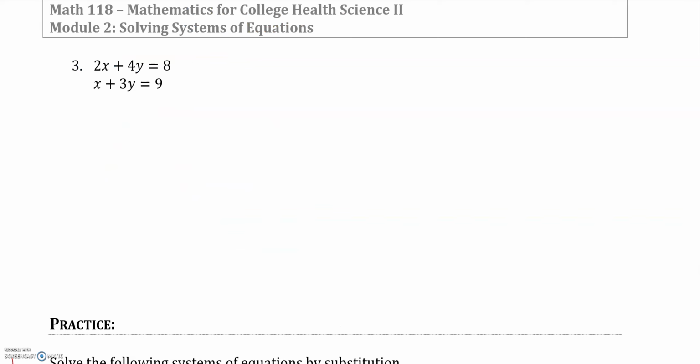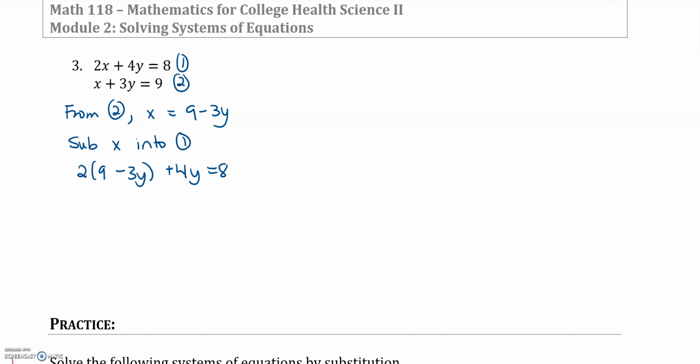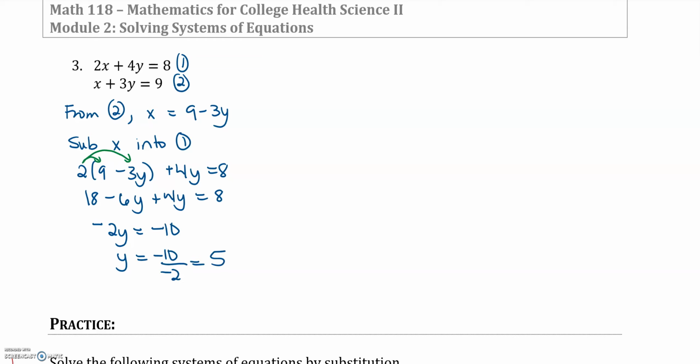In example 3, we can solve for variable x most easily from equation 2. Now we want to sub that into the opposite equation, so we sub x into equation 1. When we do so, we substitute x in brackets and then we distribute the coefficient, so the 2, into everything in the brackets, and we get 18 minus 6y plus 4y is equal to 8. And when we simplify, we get minus 2y is equal to 8 minus 18, which is negative 10. And we find that y is equal to negative 10 over negative 2, which reduces to positive 5.